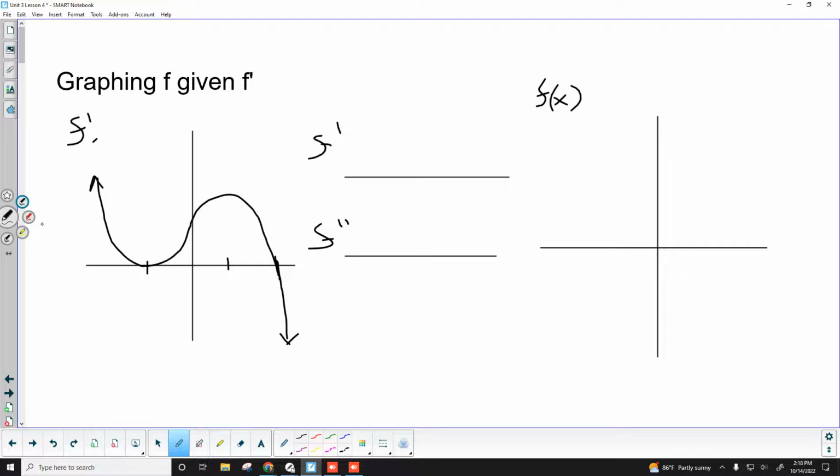Okay, let's start with f prime. Here's f prime. F prime changes sign when it hits a 0 or when it is undefined. I have positives until -1, positives until 2, and then negatives after that. We'll call that 2.